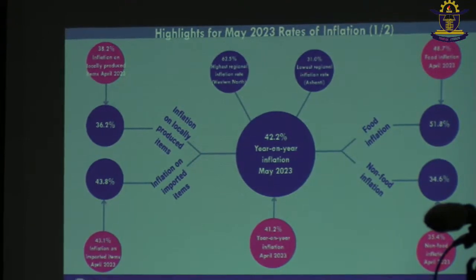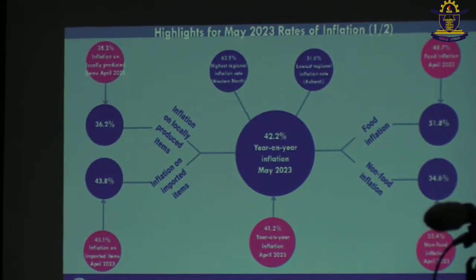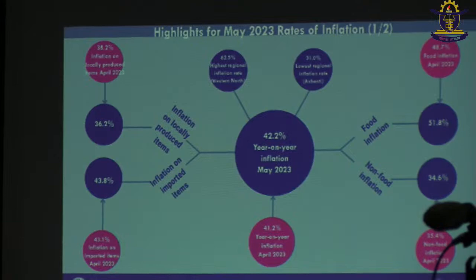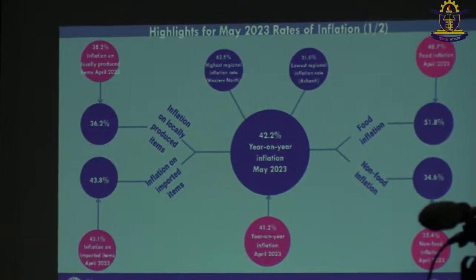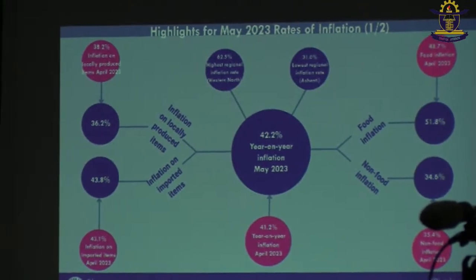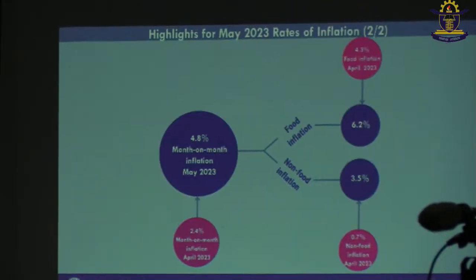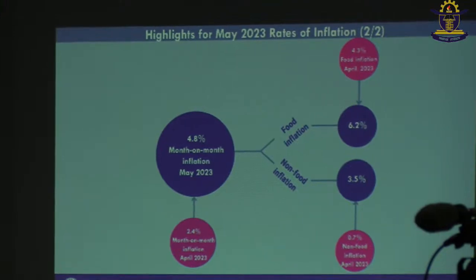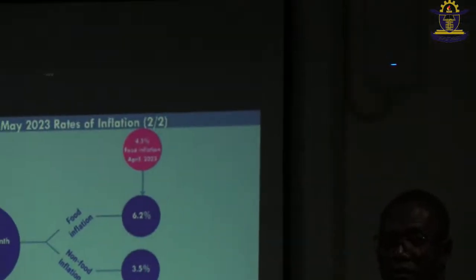From a locally produced item and an imported item perspective, we see a variation of 7.6 percentage points, with the dominance of inflation on imported items at 43.8% for the month of May 2023, relative to 36.2% for inflation on locally produced items. On a month-on-month basis, we've seen a doubling of inflation. Month-on-month inflation for April 2023 stood at 2.4%, and in May 2023, month-on-month inflation was 4.8%.